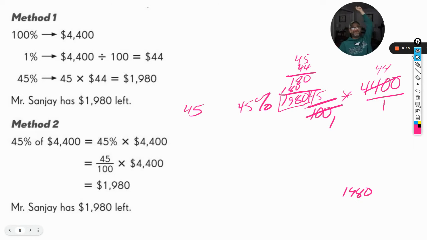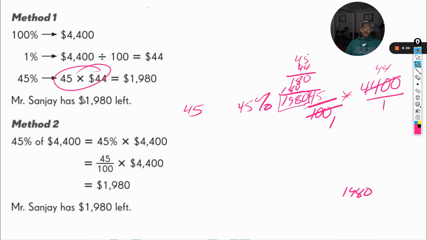Victory! Okay, so they did the 1%. Oh, yeah, they still ended up doing 45 times 44. And here's actually, that's what I did.